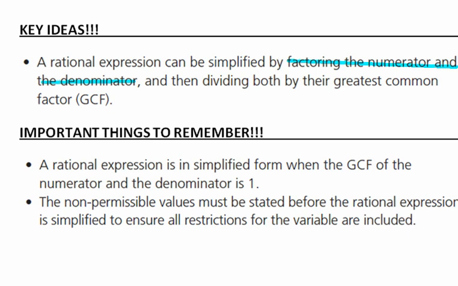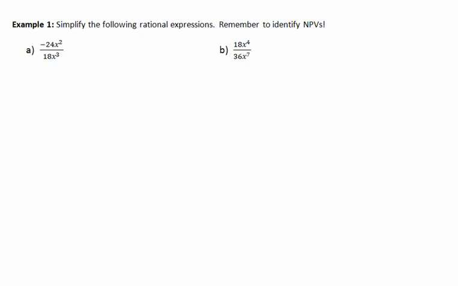The NPVs must be stated before the rational expression is simplified to ensure all restrictions of the variable are included. Because sometimes things will reduce out, and so if you look at the final thing, you might miss some NPVs. Okay, because it's all based on the original expression. Let's simplify.